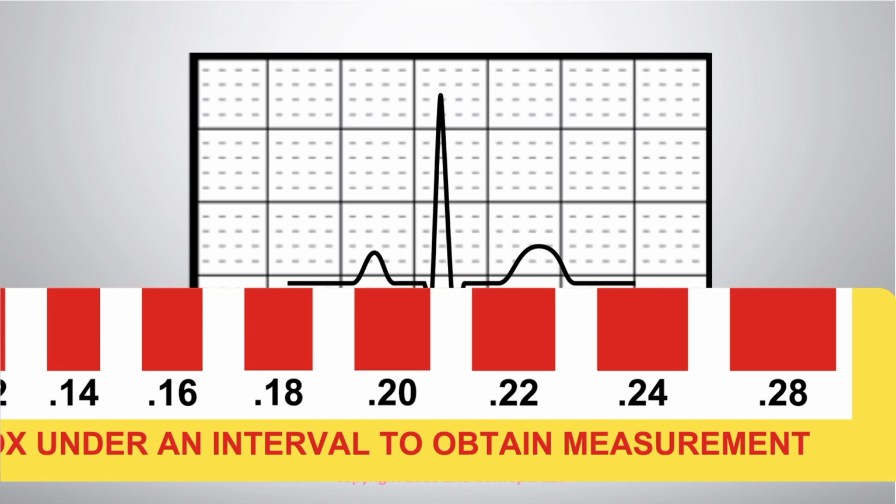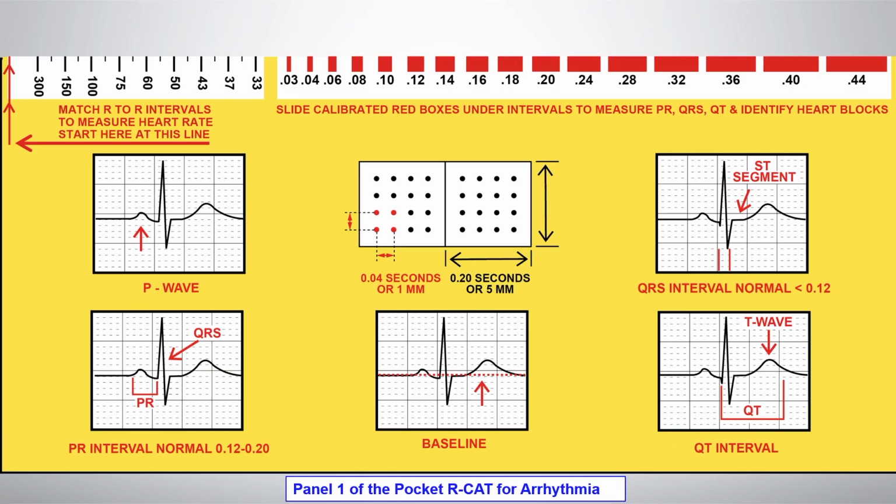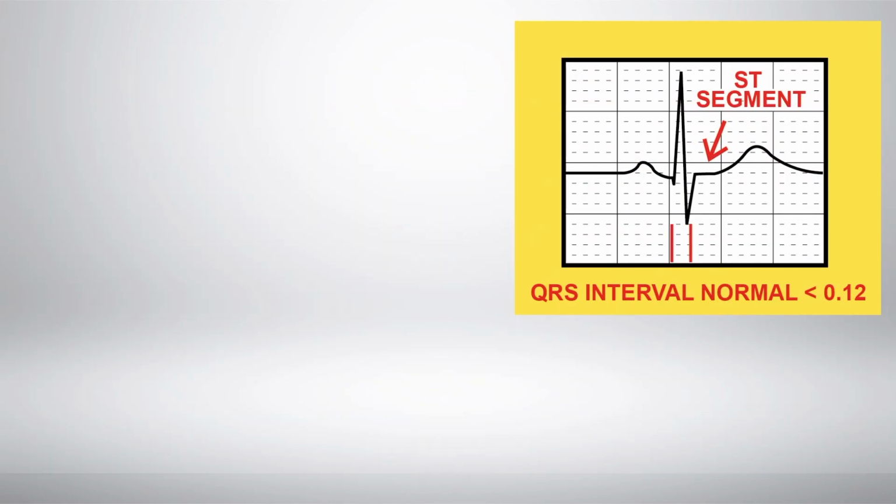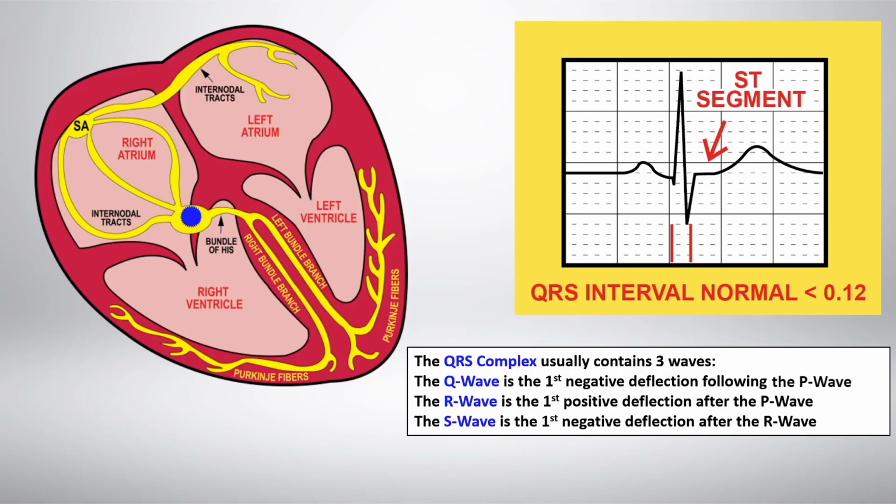Using the calibrated red boxes on the EKG badge, you can accurately measure the PR interval. Here you have a PR interval of 0.20 that is within the normal range of 0.12 to 0.20. Now, let's look at the QRS interval. The QRS complex usually contains 3 waves. The Q wave is the first negative deflection after the P wave. The R wave is the first positive deflection after the P wave, and the S wave is the first negative deflection after the R wave.